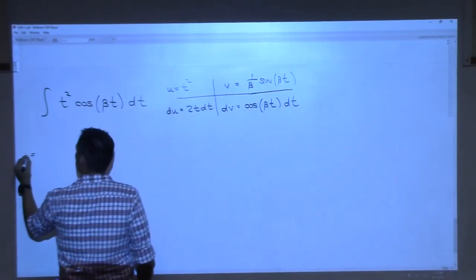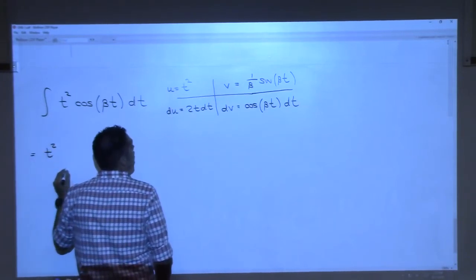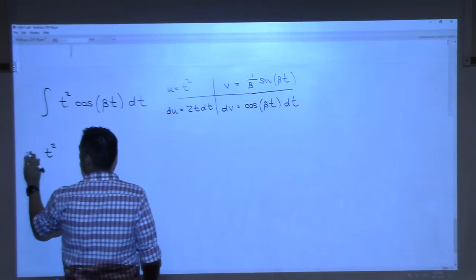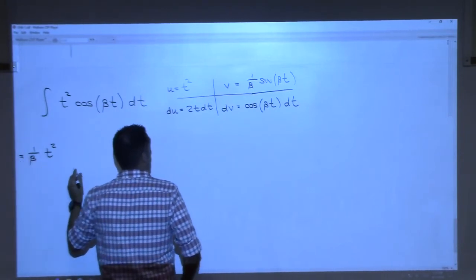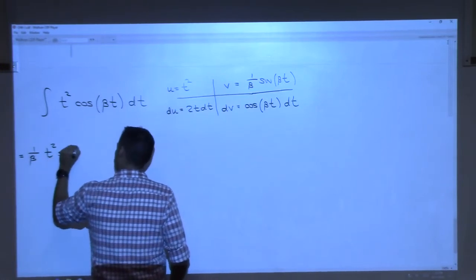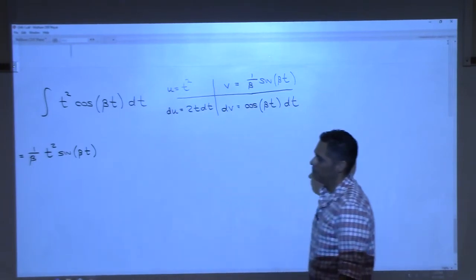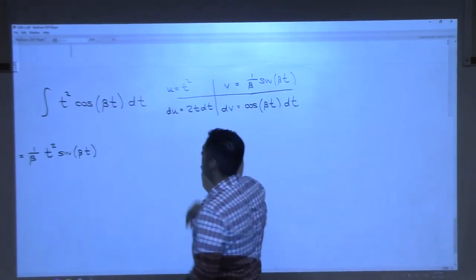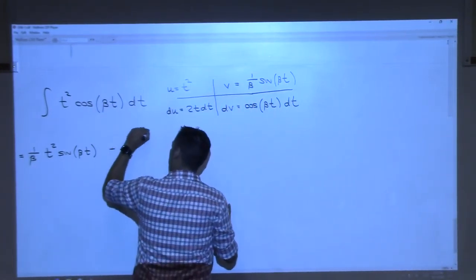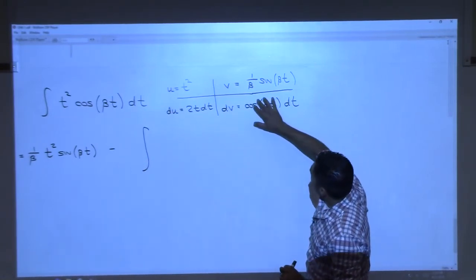This integral is equal to t squared times v, 1 over beta sine beta t. Oh, I should have put the 1 over beta out in front of it. You don't have to. That's u times v, right? This times this. Okay, minus my new integral. I'm going to leave a little space out in front of it because I might want to pull a constant out.